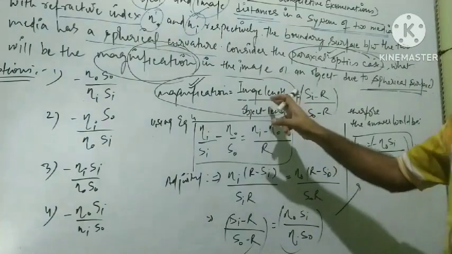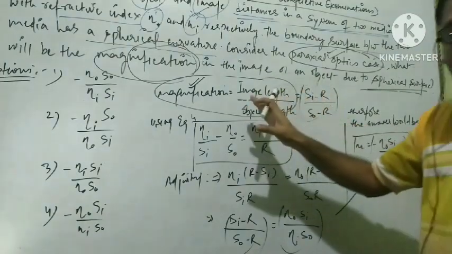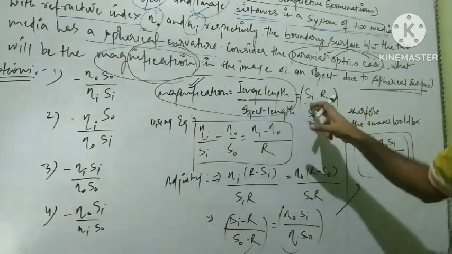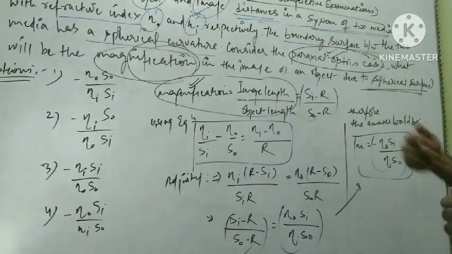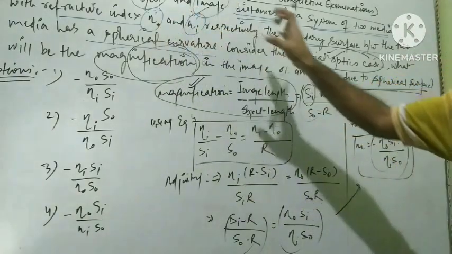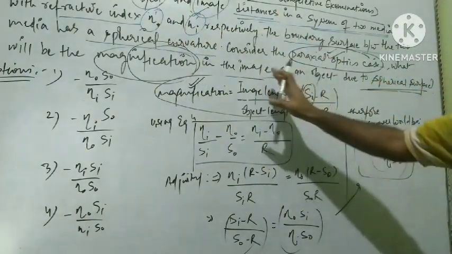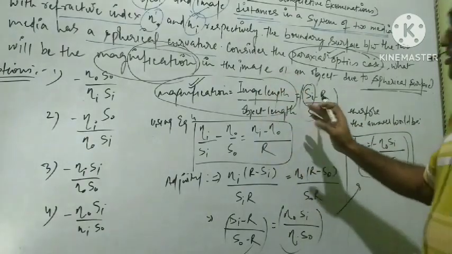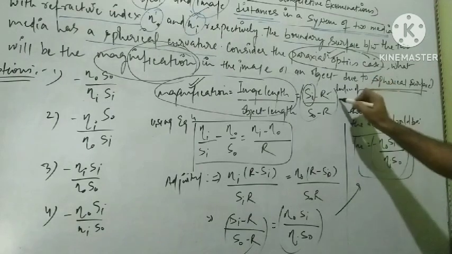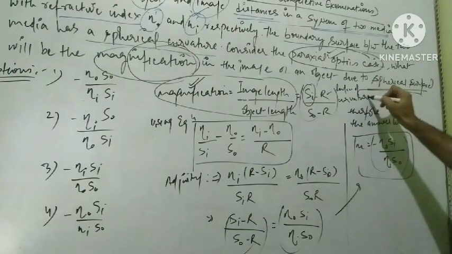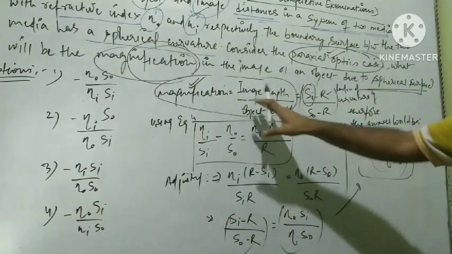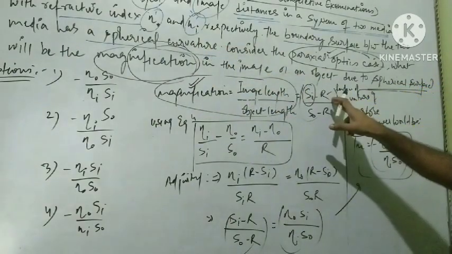So if we consider how the image length will be computed, it is equal to SI minus R. What is SI? SI is the distance of the image from this spherical surface, and R is the radius of curvature of this spherical curvature. So image length will be SI minus R.